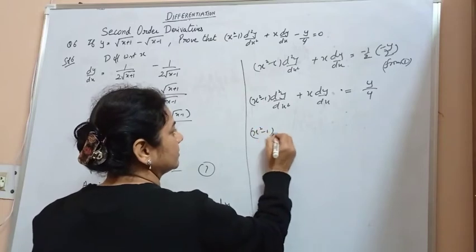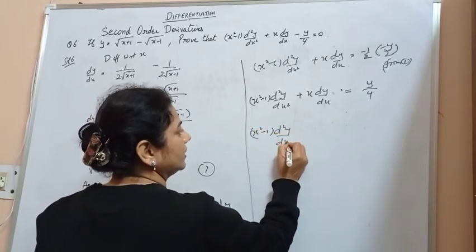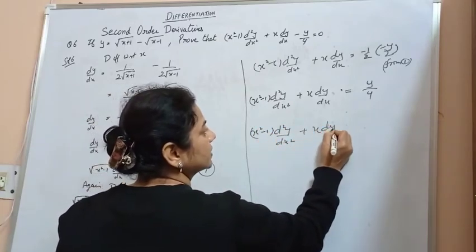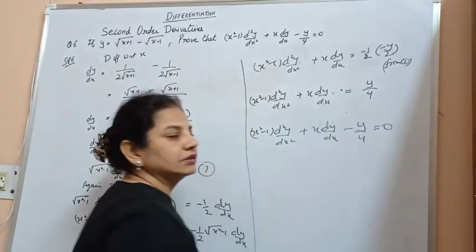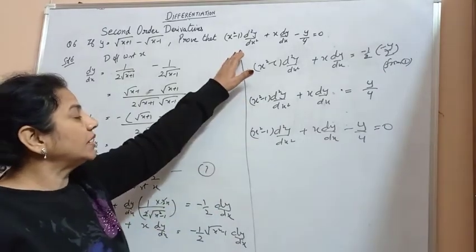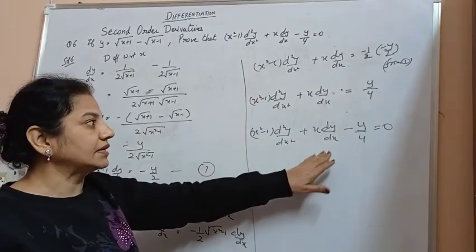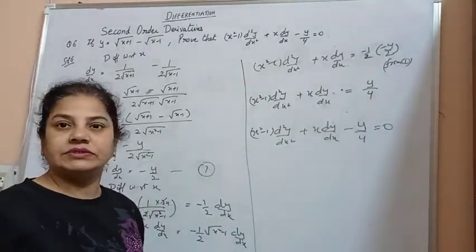x square minus 1 d square y by dx square plus x times dy by dx minus y by 4 is equal to 0. This is what I have to prove, that x square minus 1 d square y by dx square plus x dy by dx minus y by 4 is equal to 0.